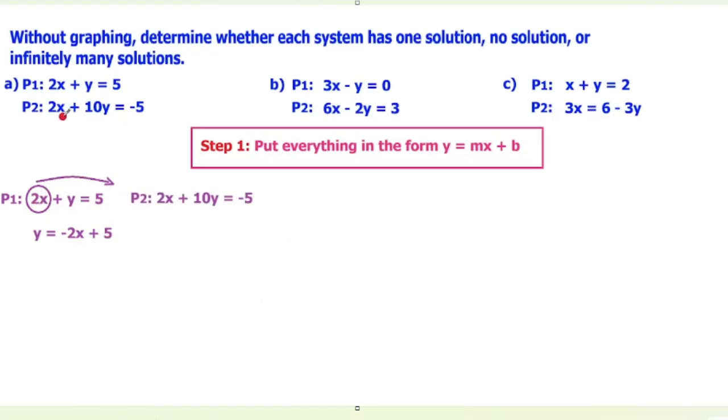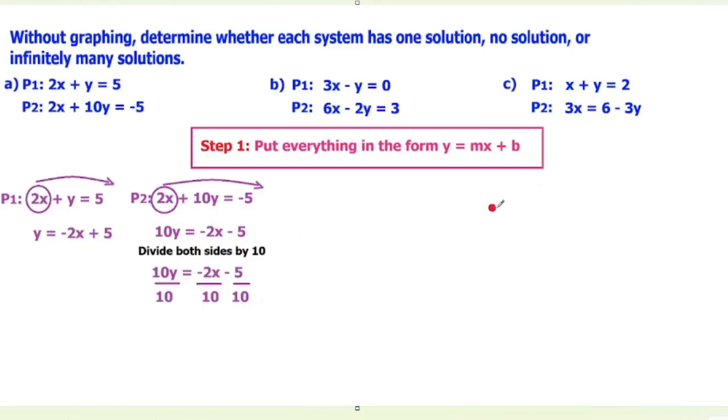Now let's work with P2: 2x plus 10y equals 5. We'll move over the 2x. Again, it becomes negative when you move it over. And then we'll divide both sides by 10 so we can get y on its own. We divide each term by 10, and we end up with y equals negative 1/5 x plus a half.